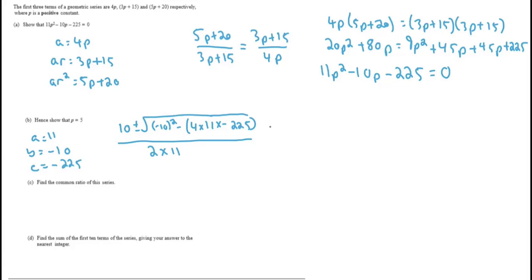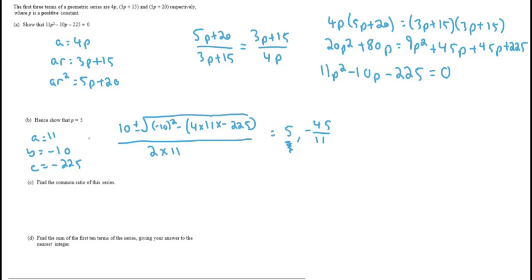Doing this once with the plus and once with the minus, we end up with two answers, with p being 5 and p being minus 45 over 11. It's already specified up here, though, that p is a positive constant, so 5 is the value that we will take. And also that shows p is 5 here.